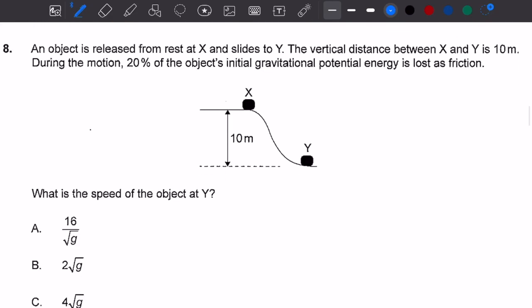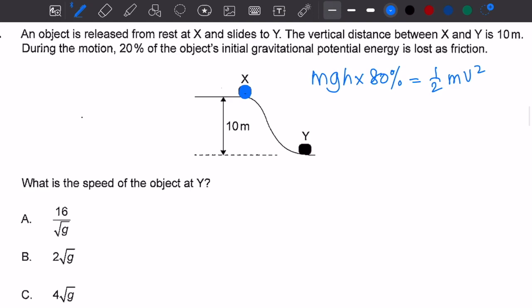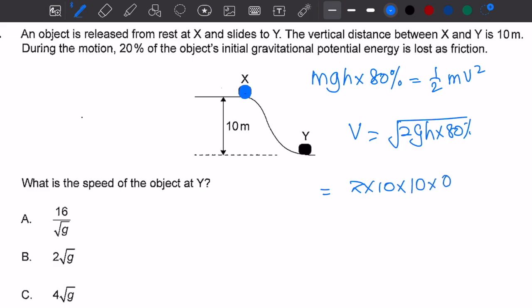Question number 8. An object slides down without friction, with friction, and it goes 10 meters down and loses 20% of the energy. So mgh times 80% will be the remaining energy, which will convert into kinetic energy, half mv squared, right? So from here v equals the square root of 2gh times 80%. In this example, h is 10, 0.8.